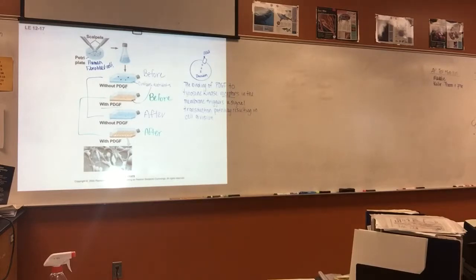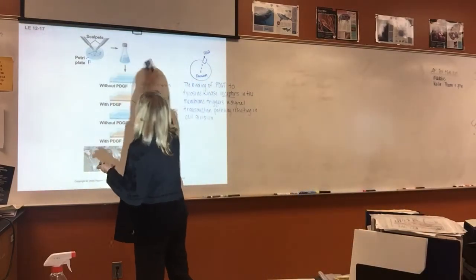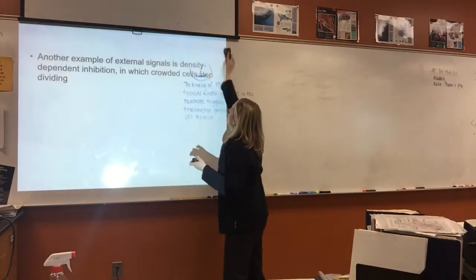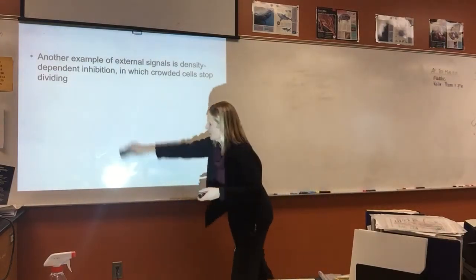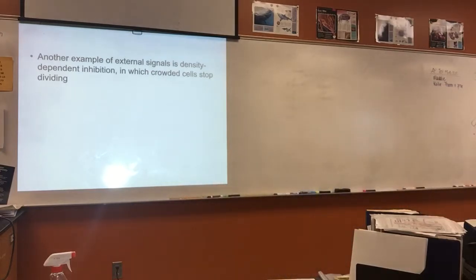So it's something outside of the cell; the molecules inside the cell aren't controlling it. It's an external signal. So growth factors are one example of that. A couple of other examples of external signals is something called density-dependent inhibition. What that basically means is when cells get crowded, they stop dividing. That's just what normal cells do.